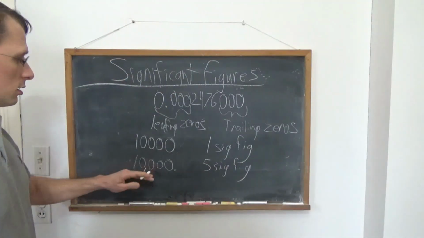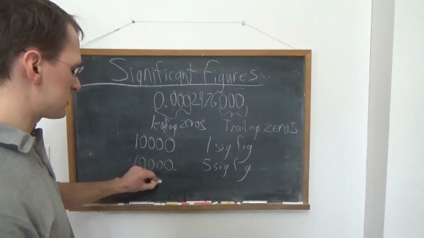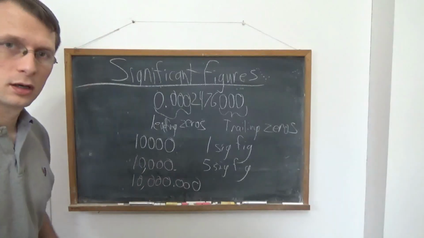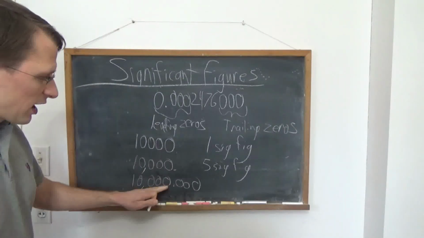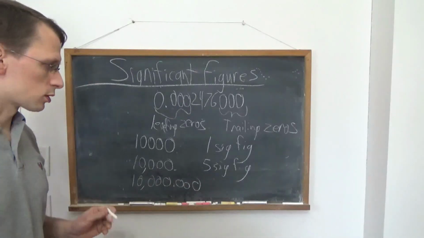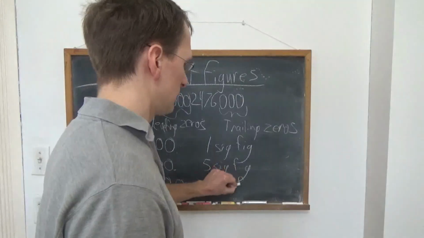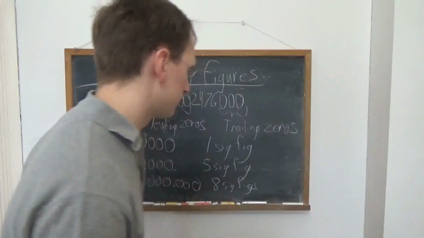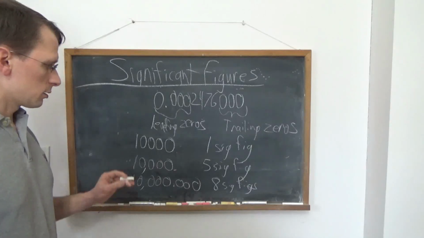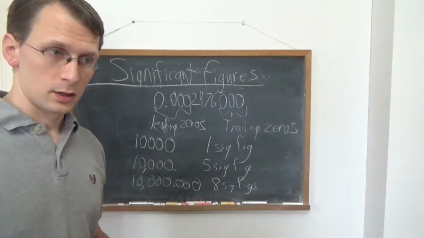If we continue to put zeros, so we say we have 10,000.000, then these 5 and those 3 are all counted towards the sig figs. So we have 8 sig figs. So the difference is where that decimal point is.